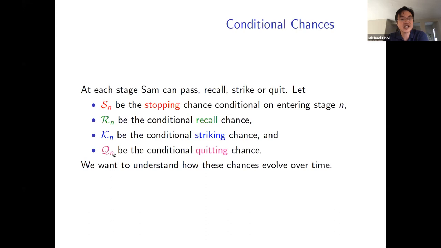So we're going to characterize how these conditional probabilities evolve over time. And we are computing these probabilities from an ex-ante perspective. So we are imagining we are the outsider, or the modeler of this world, and without knowing the hidden factor, we try to compute these conditional probabilities. So they're unconditional on the realization of X.